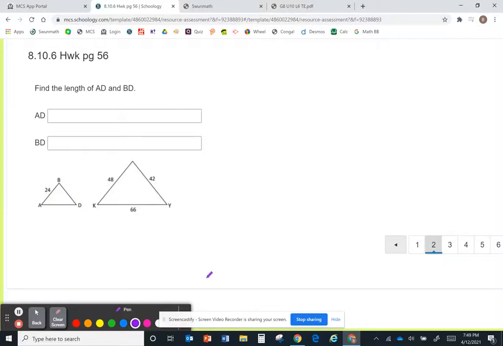Okay, here we are. We're going to do 8-10.6, page 56. The way I solve these, there are different ways of doing it, but this way I'm going to show you.